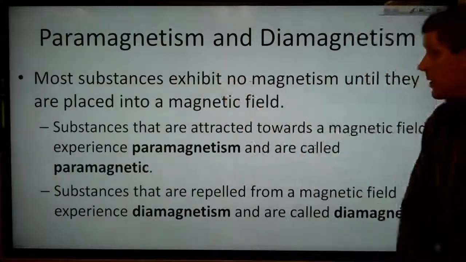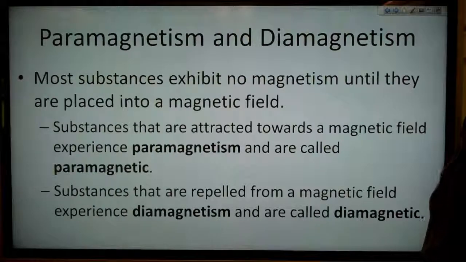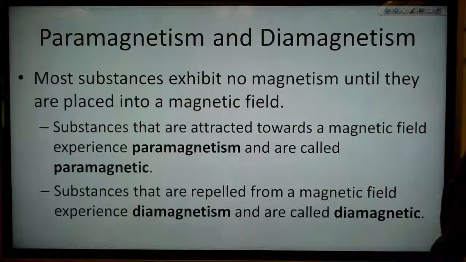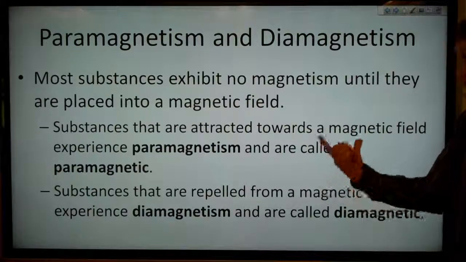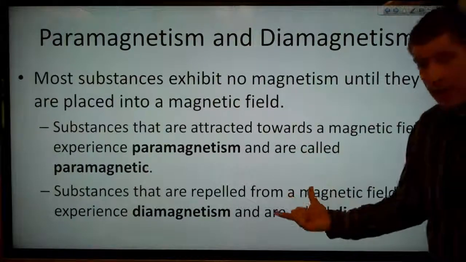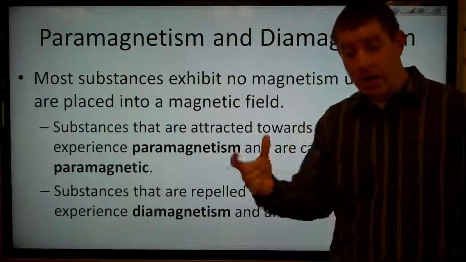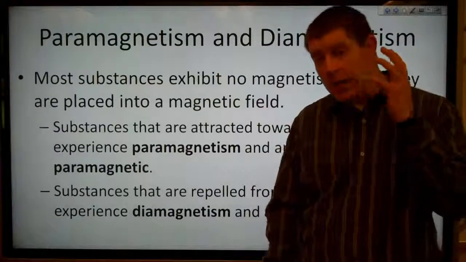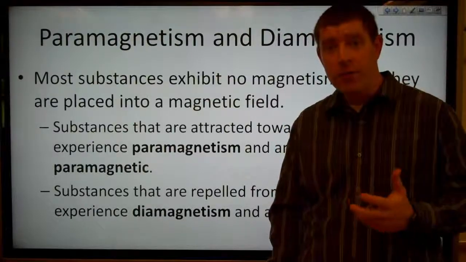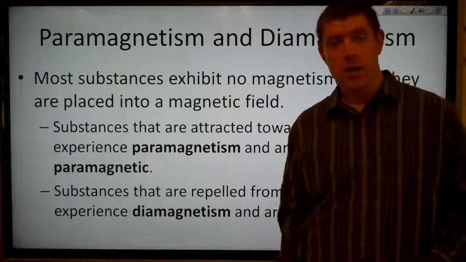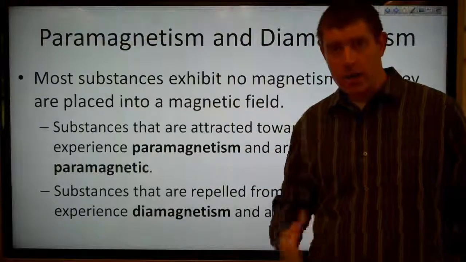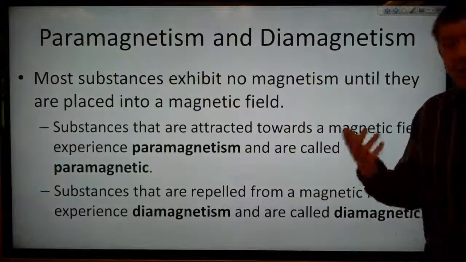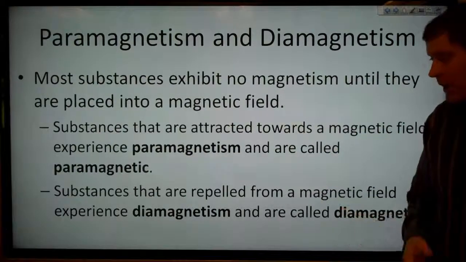So most substances exhibit no magnetism until they are placed into a magnetic field. But substances that are attracted towards a magnetic field experience paramagnetism, and we call them paramagnetic. This is something like iron. If we take iron and we put more iron next to it, there's no attraction there. But if I take something that is a permanent magnet that has a magnetic field around it already, and I put iron nearby, now the iron gets attracted. So the iron is paramagnetic. But something like plastic, let's say, is not paramagnetic.